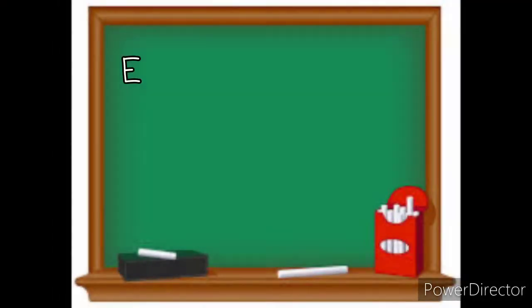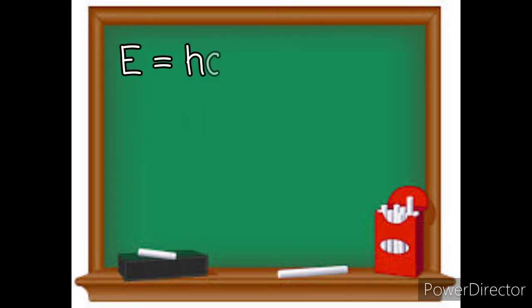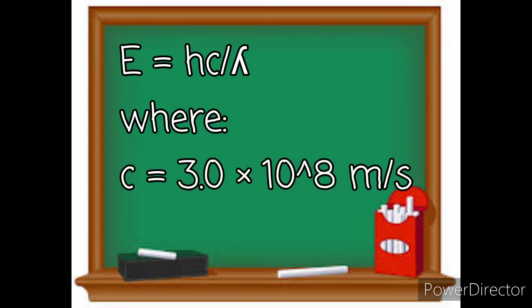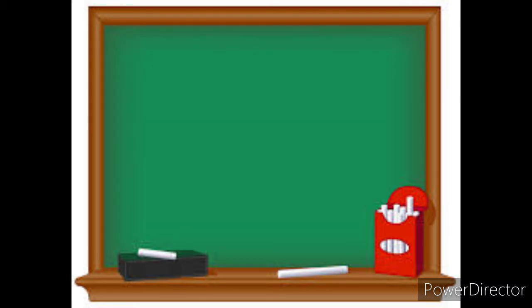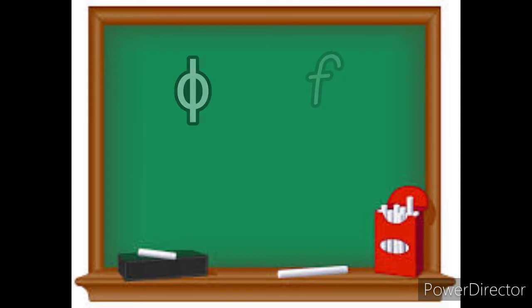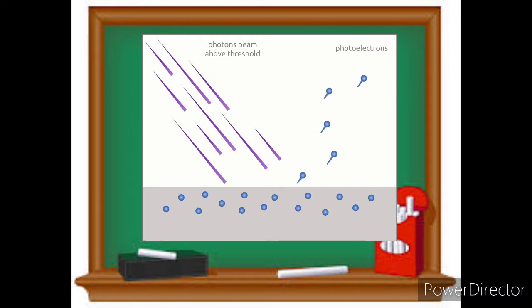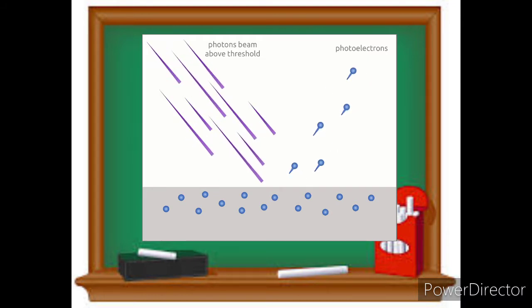The amount of energy that the light has is equal to the product of the Planck's constant and the frequency of the radiation, or the product of Planck's constant and the speed of light divided by the wavelength of the light. The energy of the incident light must be greater than the threshold value, which is dependent on the metal. The threshold value can be calculated by multiplying the Planck's constant and the threshold frequency of the metal. When the energy is greater than the work function or the threshold value, photoelectric effect can occur.